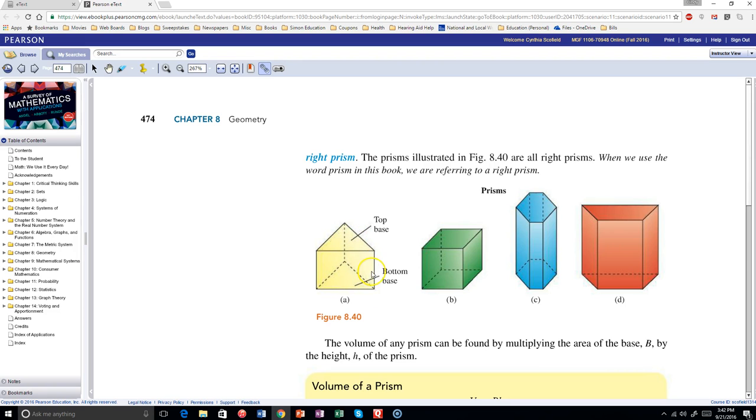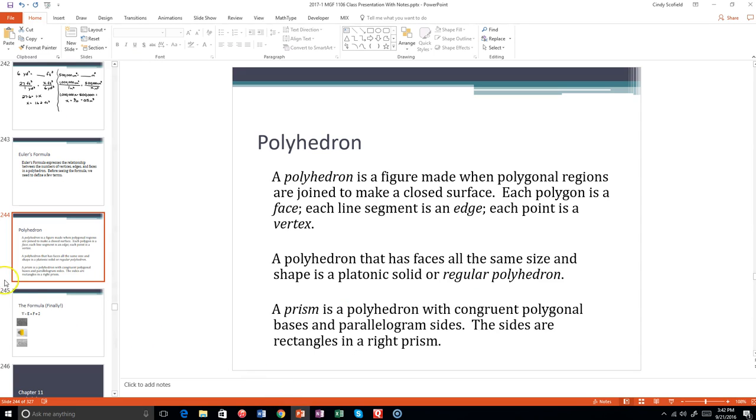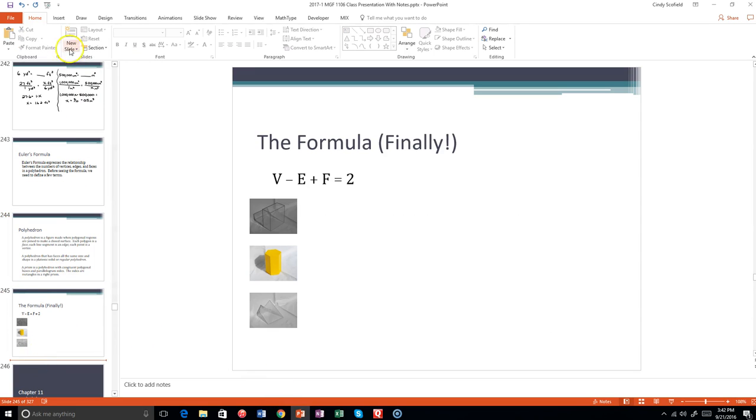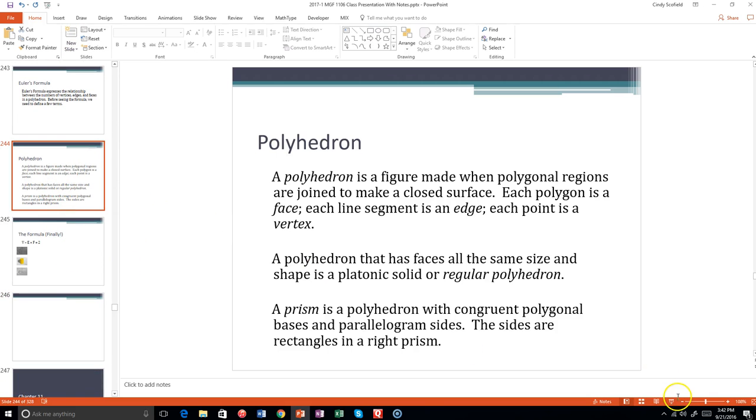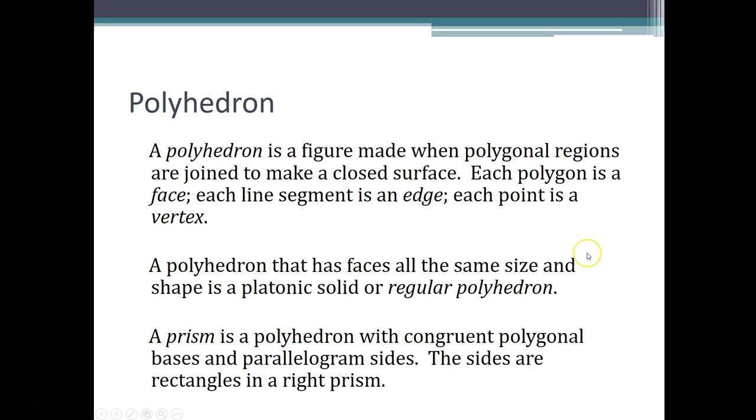In a right prism, the sides are rectangles. So you have a right triangular prism here. You have, looks like a cube here. If nothing else, it's a right rectangular prism. You have a right hexagonal prism here, and a right trapezoidal prism here. Top and bottom are congruent trapezoids. Sides are rectangles. But there you go. There's some pictures of some of those shapes that we were just talking about in these definitions.